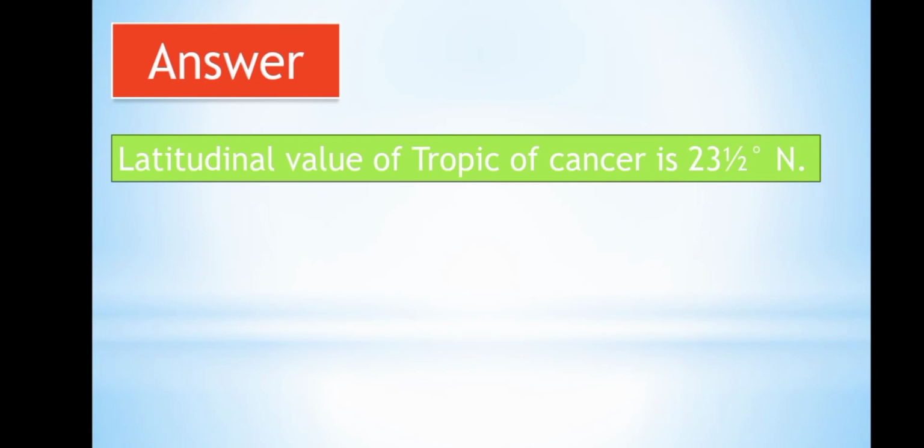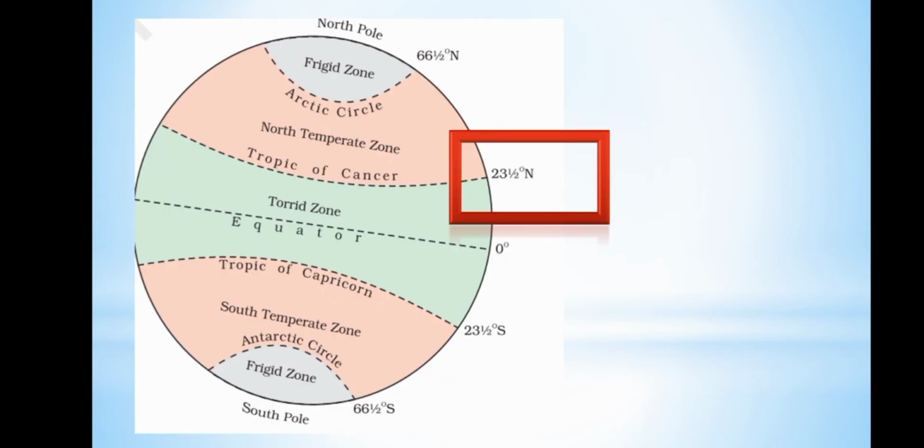Next question is, what is the latitudinal value of the Tropic of Cancer? So here it is. Latitudinal value of the Tropic of Cancer is 23.5 degree north, and here you can see in this diagram 23.5 degree north. You can see in the red box. So this is the Tropic of Cancer, and here in the box the value is mentioned. So the Tropic of Cancer, here you can see in the northern hemisphere, and its value is 23.5 degree north.